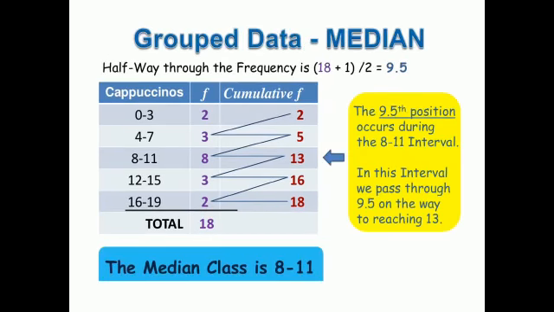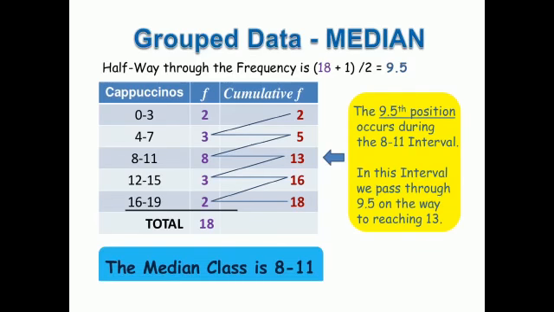We will see now. 9.5 occurs in the interval of 8 to 11. Look at the cumulative frequency. 9.5 is coming in the third group, cumulative 13. So here you can see 9.5. So, which group? 8 to 11. So, the median class is 8 to 11.